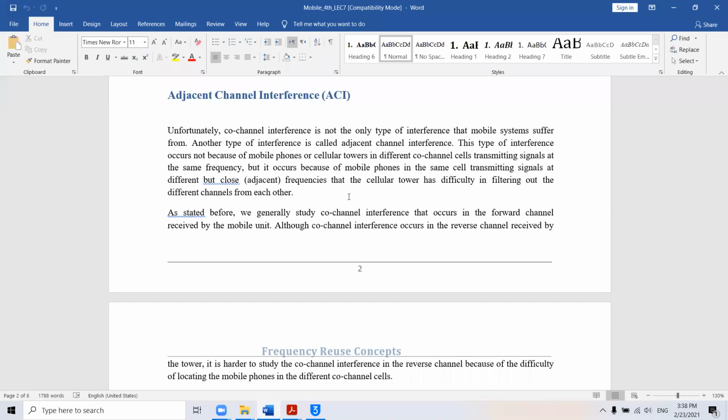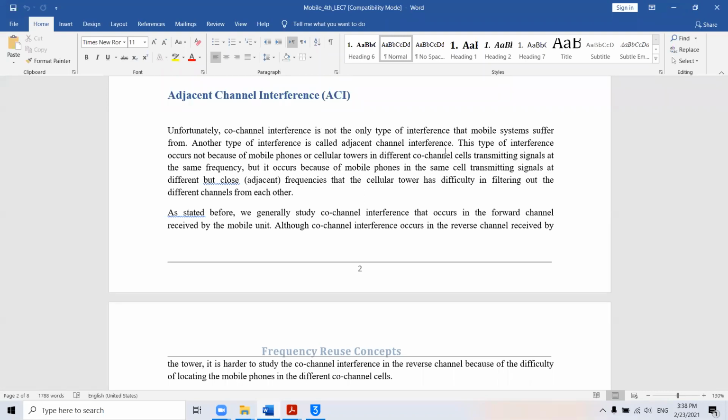Now let us talk about the second kind of interference, which is the adjacent channel interference. Unfortunately, co-channel interference is not the only type of interference that a mobile system suffers from. Another type is called adjacent channel interference. Of course, you have to be able to differentiate between adjacent channel interference and co-channel interference. At least you have to, for example, list 3 differences between these two kinds of interference.